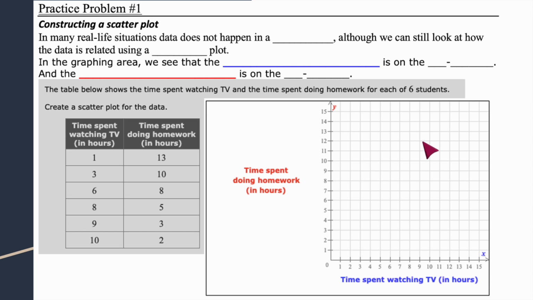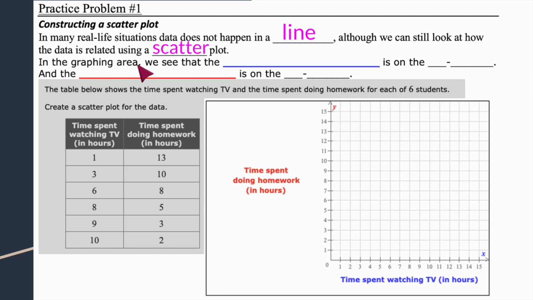Of course, that's not actually what our scatter plots are going to do, but they can look very line-like, or they can kind of just look like a big old cloud where there's not really a shape to them at all. It's just a big old cluster of points. So it just kind of depends on the relationship of the information given. In many real-life situations, data does not happen in a strictly straight line. That's not real life for the most part. Although we can still look at how the data is related using a scatter plot.